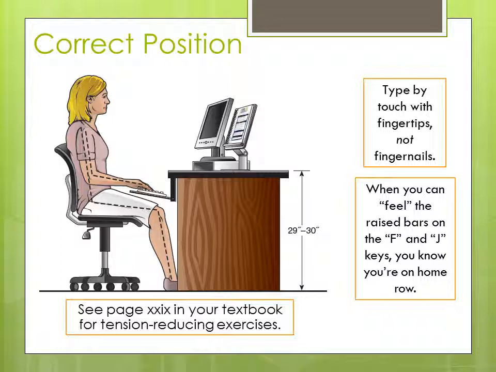That raised bump, you probably have never felt it before, but now that you're looking for it, you should be able to feel it. That raised bump will help you find home row if for some reason your hands come off of the home row and you start typing crazy. Take a minute without looking and find the F and the J keys with those little bumps. That will help you get your fingers on the right keys.